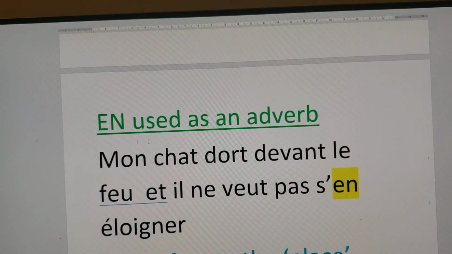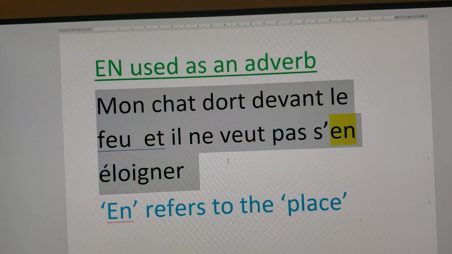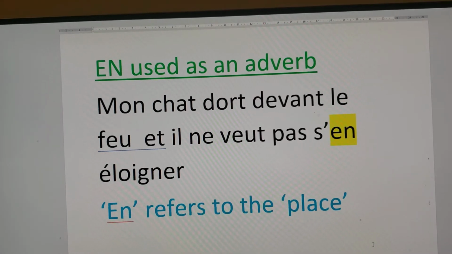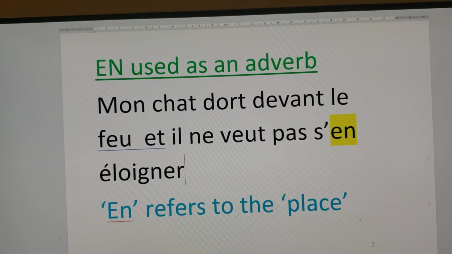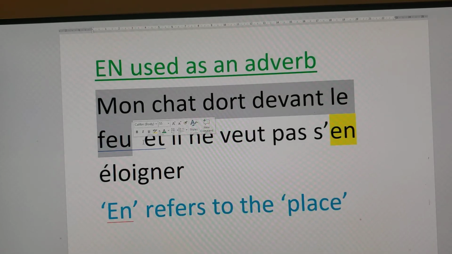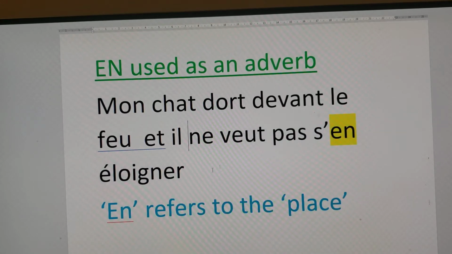We're moving on to how en is used as an adverb. And I've given an example of a sentence here. Mon chat dort devant le feu et il ne veut pas s'éloigner. So my cat sleeps in front of the fire and he doesn't want to move away from it. So in the first part we said my cat sleeps in front of the fire, and then to join the second part, il ne veut pas s'éloigner. He doesn't want to move away. S'éloigner is to move away, right?